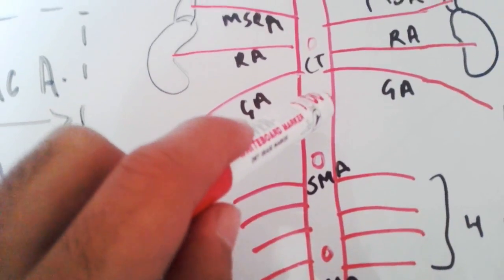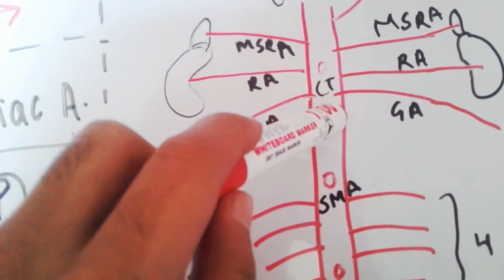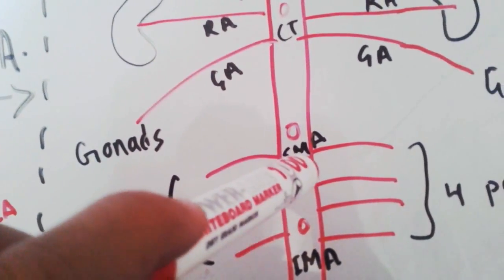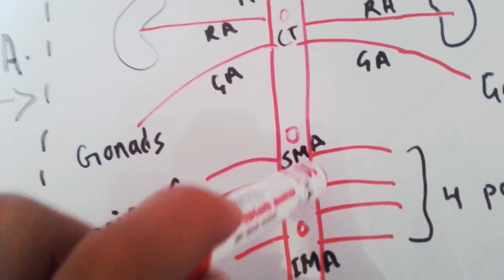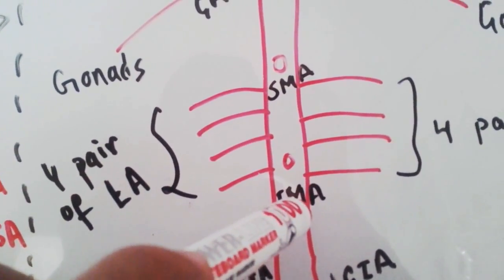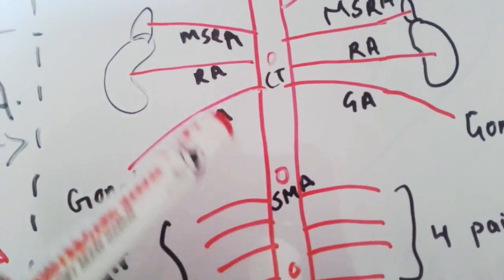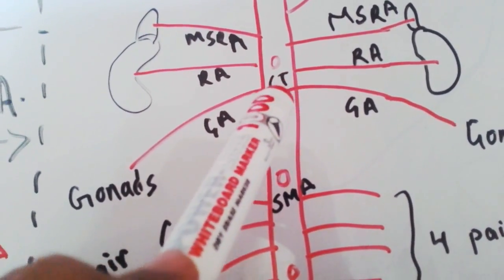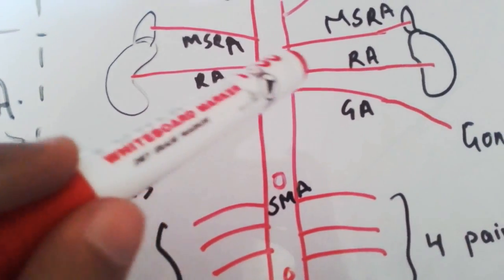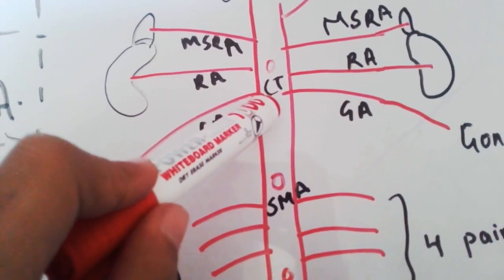The celiac artery mainly supplies the foregut. The superior mesenteric artery mainly supplies the midgut, and the inferior mesenteric artery mainly supplies the hindgut. The celiac trunk gives three branches.